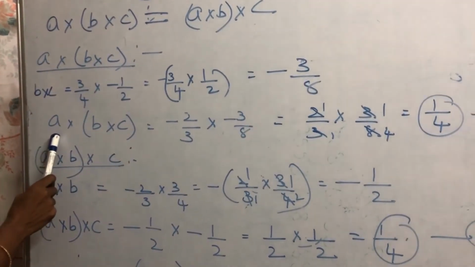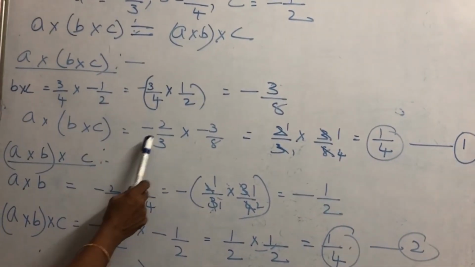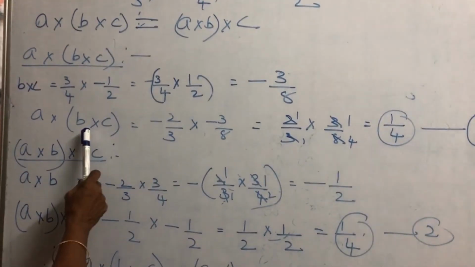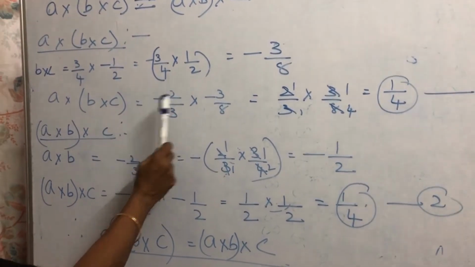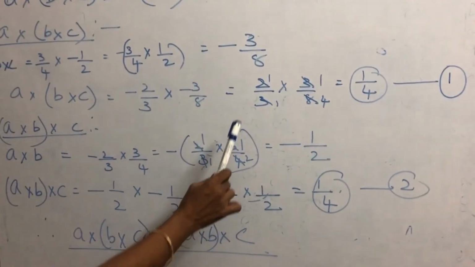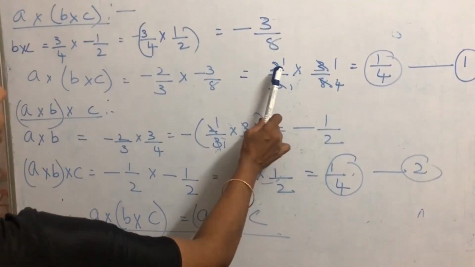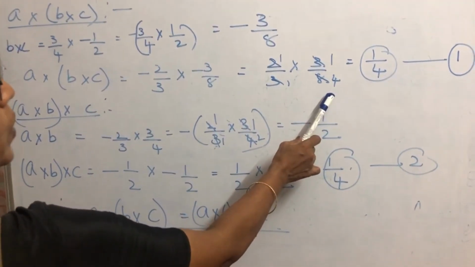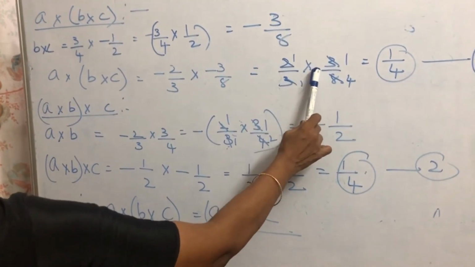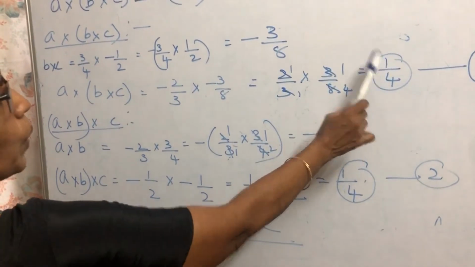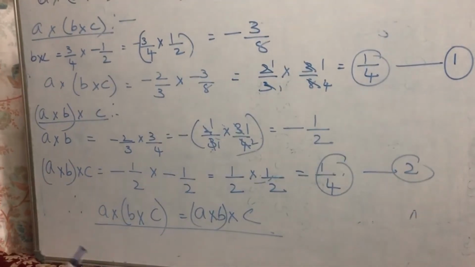The next step for you is A into (B into C). A is equal to minus 2 by 3 and B into C is equal to minus 3 by 8. Minus into minus is plus. And go for simplification, cancelling the numerators and denominators. 2 ones are, 2 fours are. 3 ones are, 3 ones are. And multiply the numerators: 1 into 1 is 1 and 1 into 4 is 4. The value is 1 by 4.